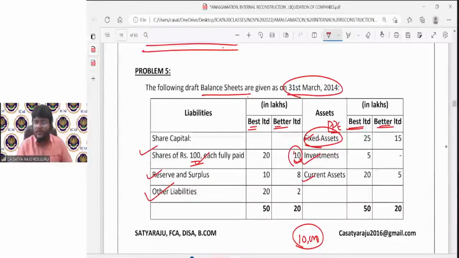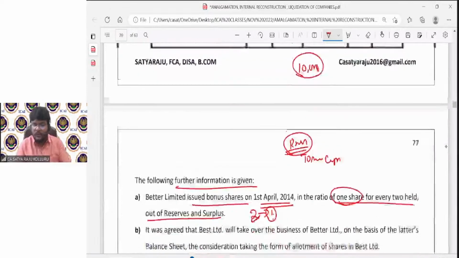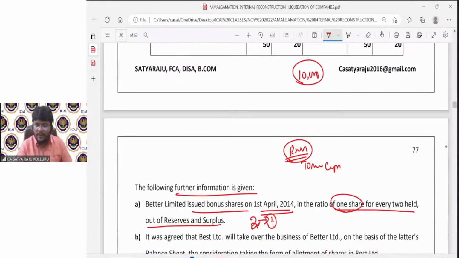Existing, we are having 10,000 equity shares. Now for every 2 shares we are issuing 1 share, which means for 10,000 shares, how many bonus shares? 5,000 bonus shares into 100 is equal to 5 lakhs. Now the entry is reserves and surplus account to equity share capital, 5 lakhs.